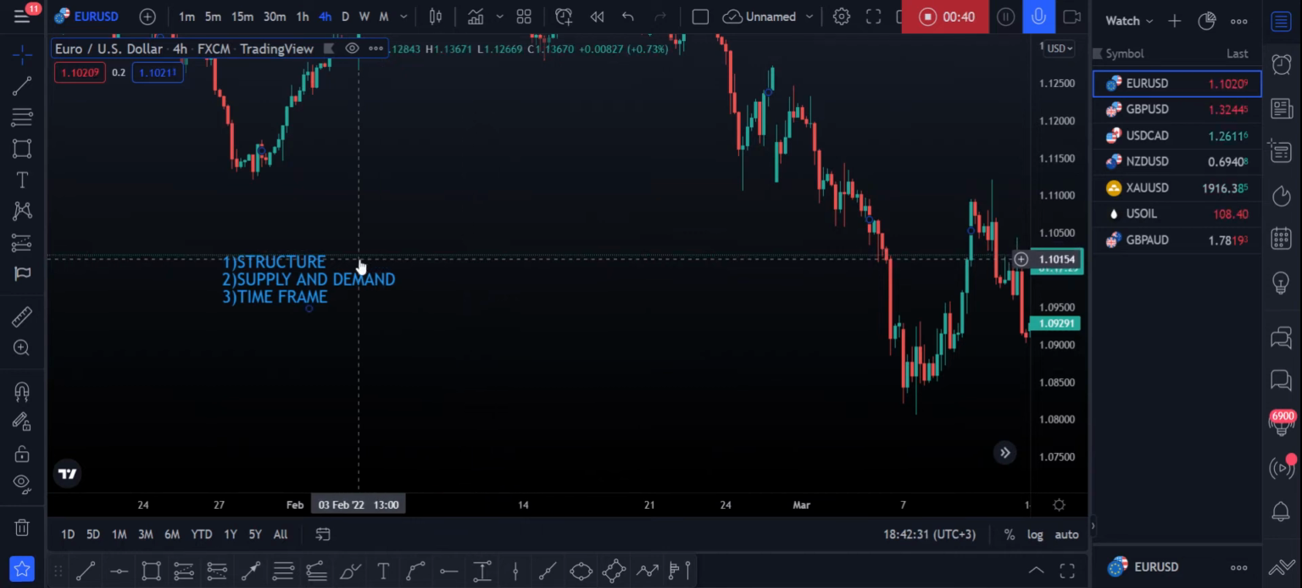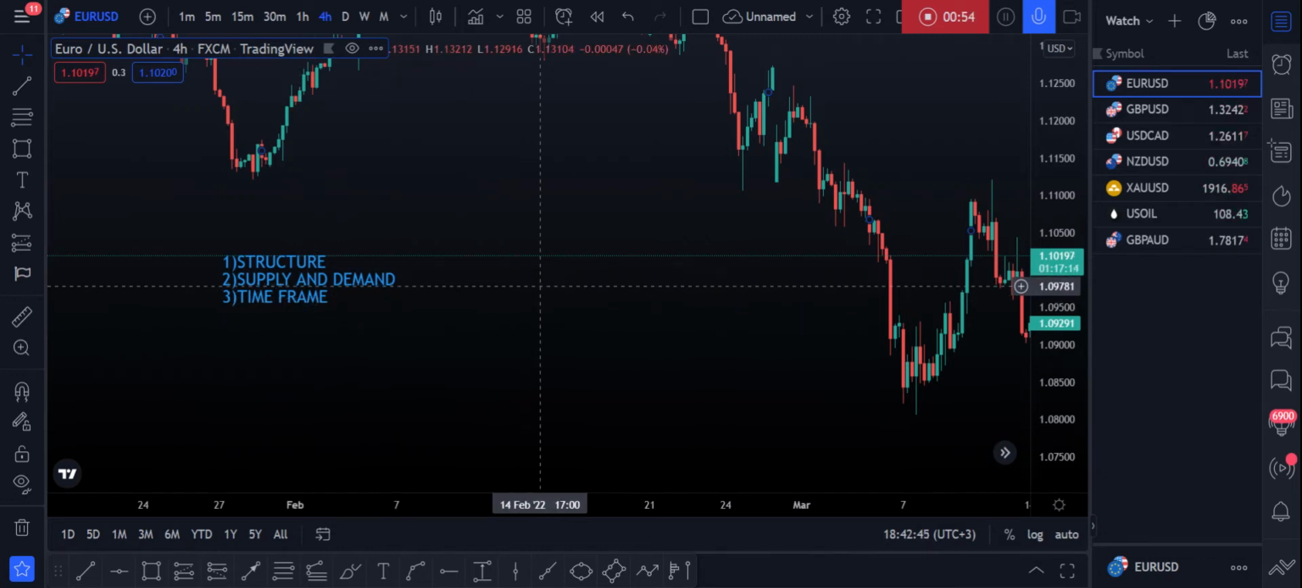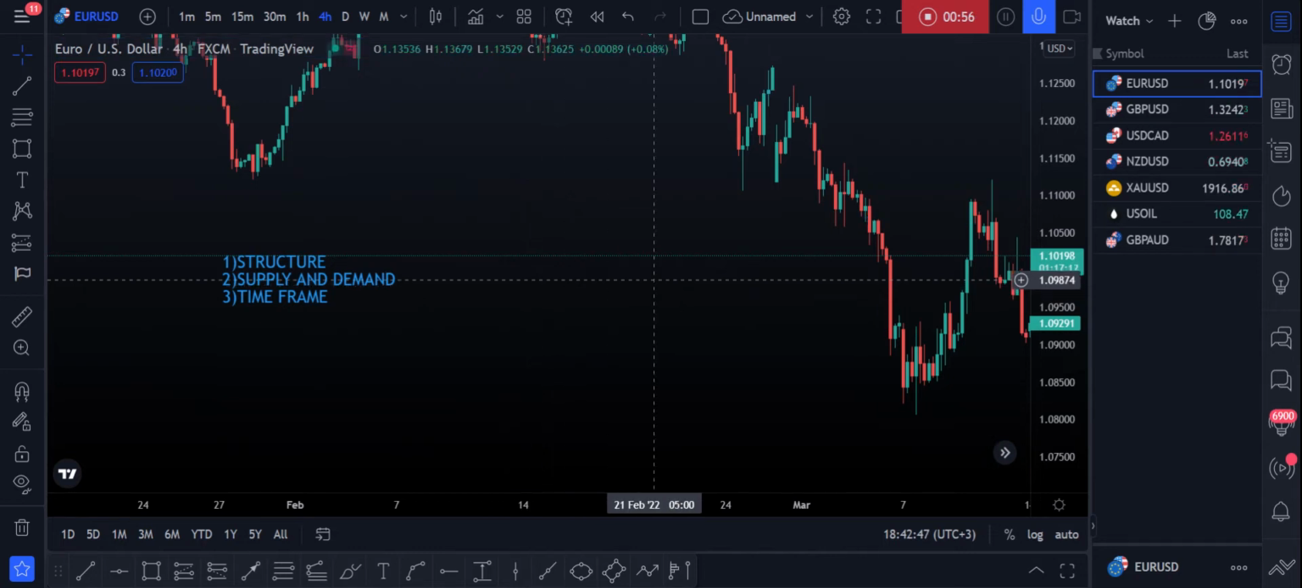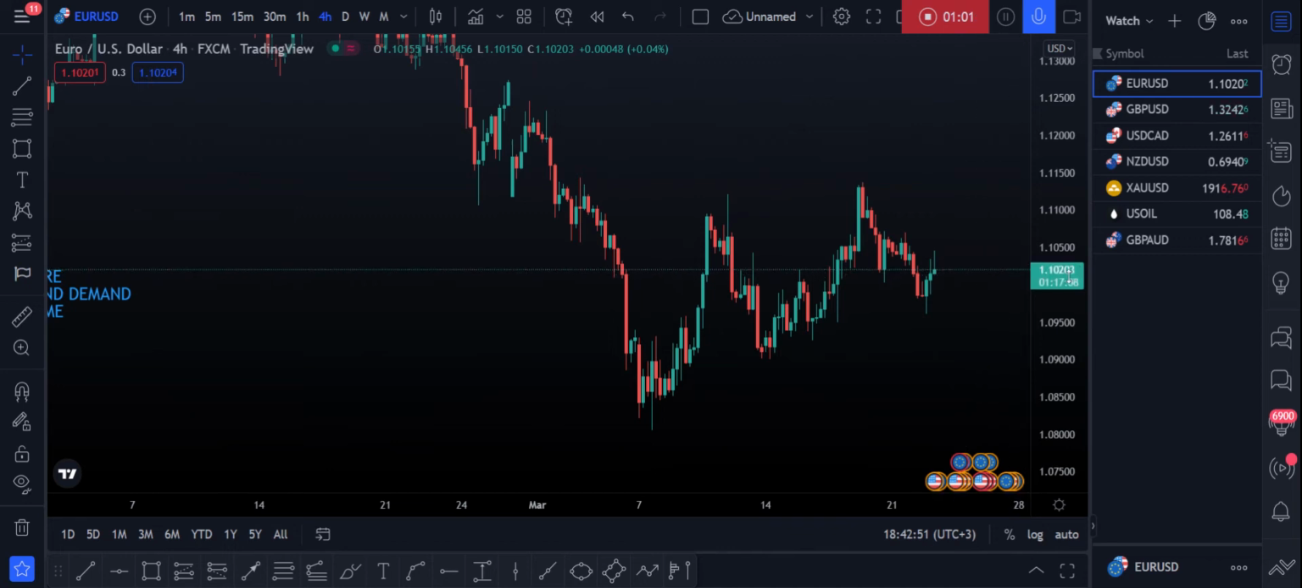So, one, we are going to be using structure. Two, supply and demand. Then, lastly, you'll be using time frames. You'll be using different time frames to go through. So, let's get into it.